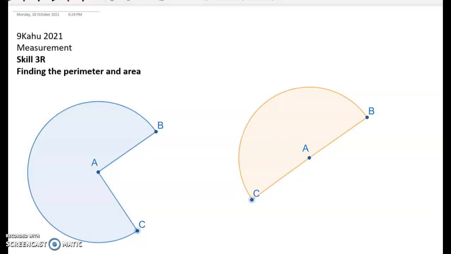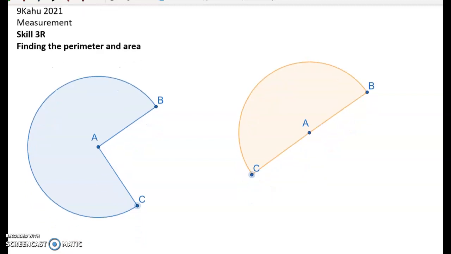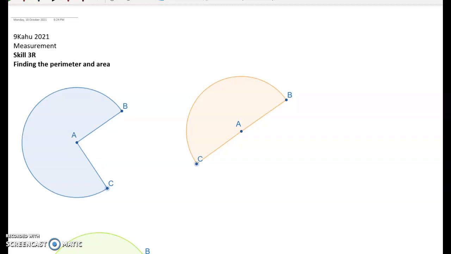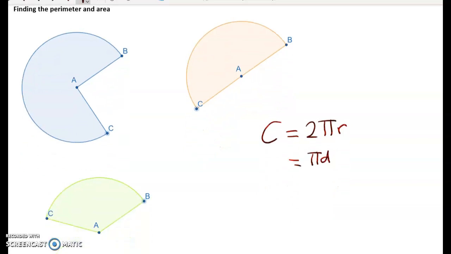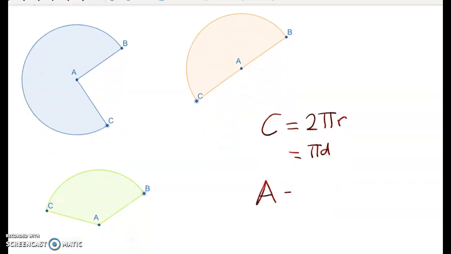Kia ora, Year 9. This video is going to go through some relational skills to do with perimeters, circumferences and areas. So in this video I'm going to assume that you've watched the first one on how to find the circumference of a circle, which we can get from either C equals 2 pi r or C is equal to pi times the diameter, and that you're also comfortable with finding the area of a circle, which is pi r squared.